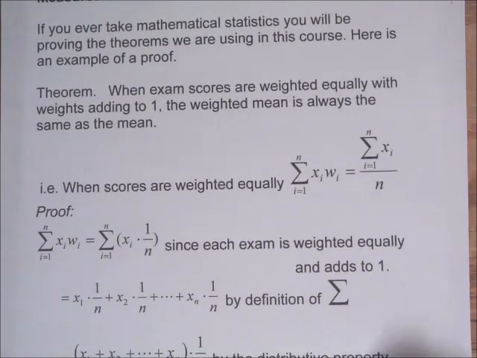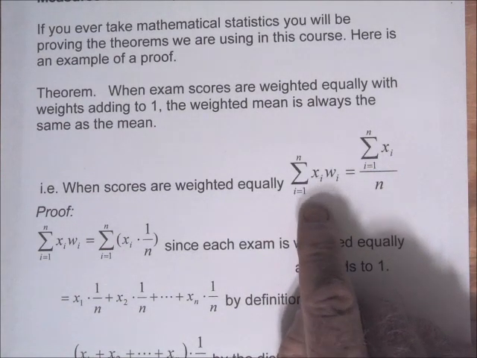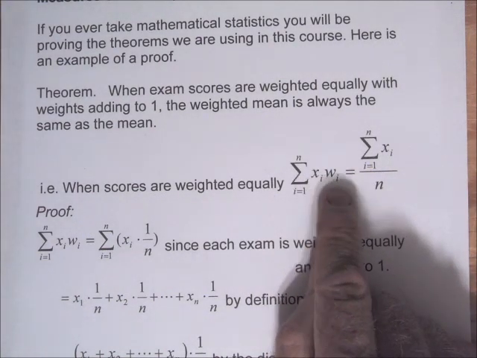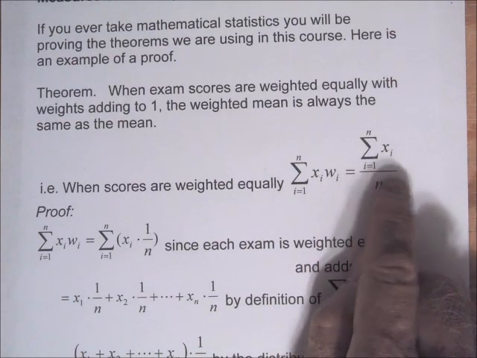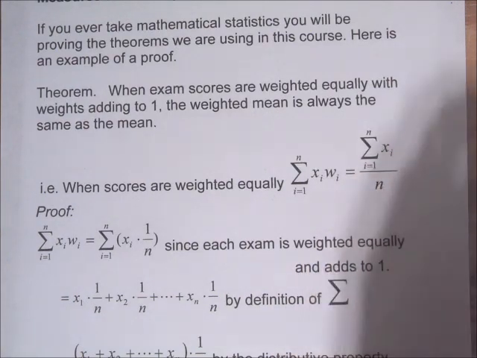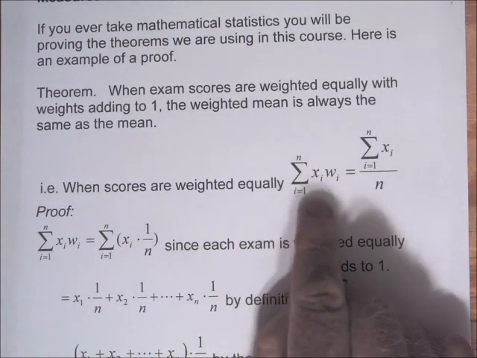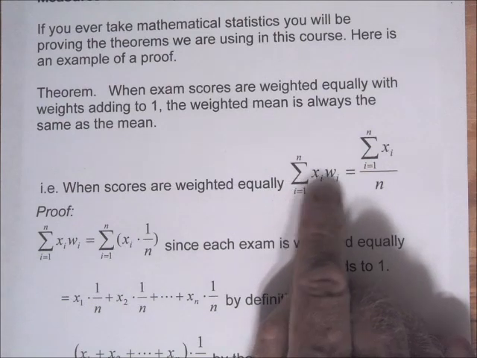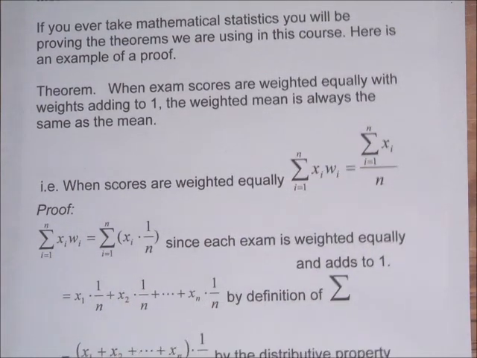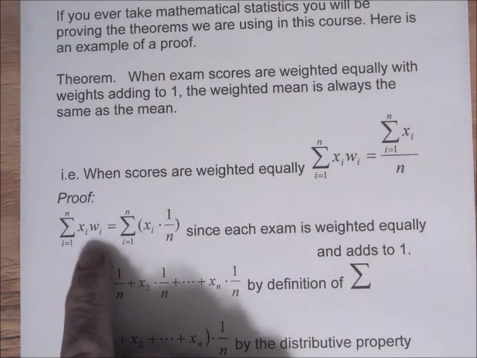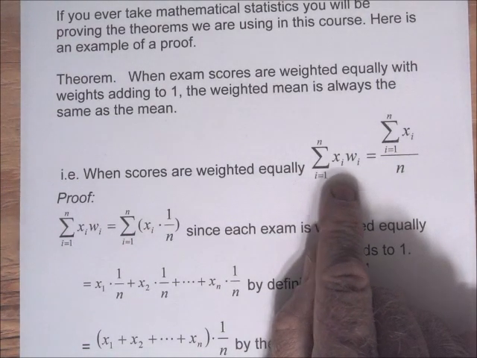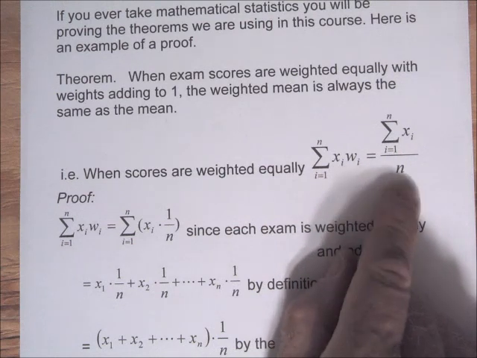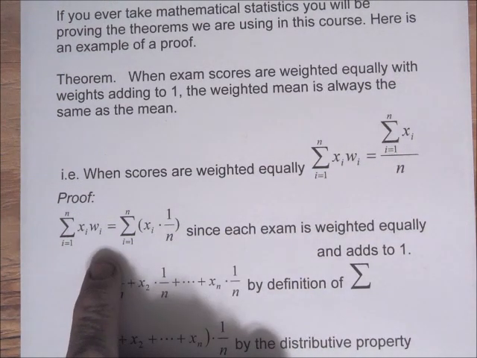Okay, so in symbols, we want to show that the summation as i goes from 1 to n, xi wi, is the same as the summation i equals 1 to n of xi all over n. I could have used i or k. I happen to use i here, but the index, i, doesn't matter if we have an i or a k there. Usually when you do a proof, you start with the left side and try to manipulate it until you get to the right side.